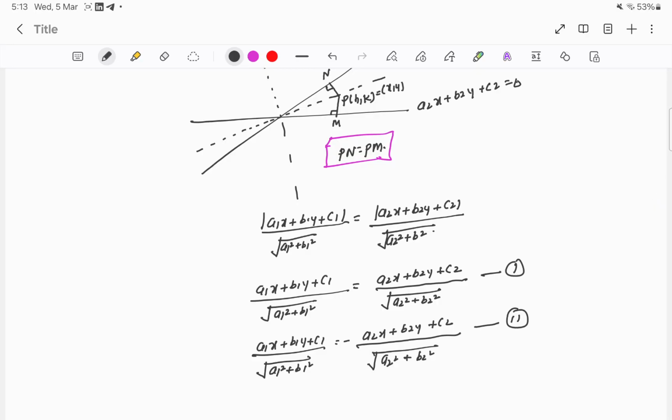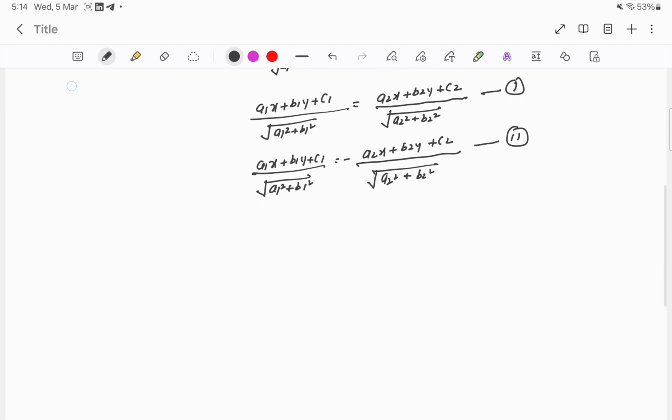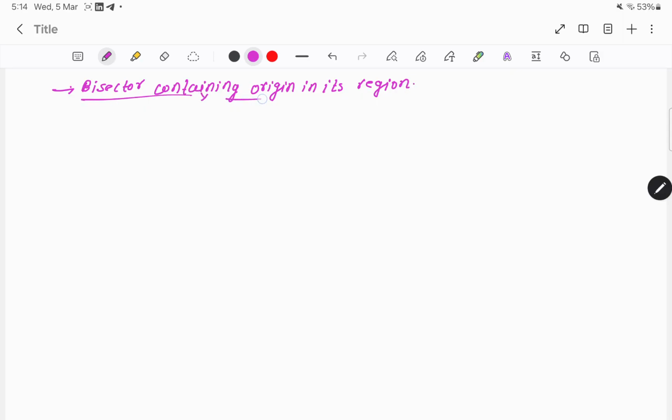Now I am going to take several cases. Then we will get the idea to decide whether equation number 1 is the angular bisector or equation number 2 is the angular bisector. So first I am taking the bisector containing (0, 0). Bisector containing means the bisector containing the origin in its region.